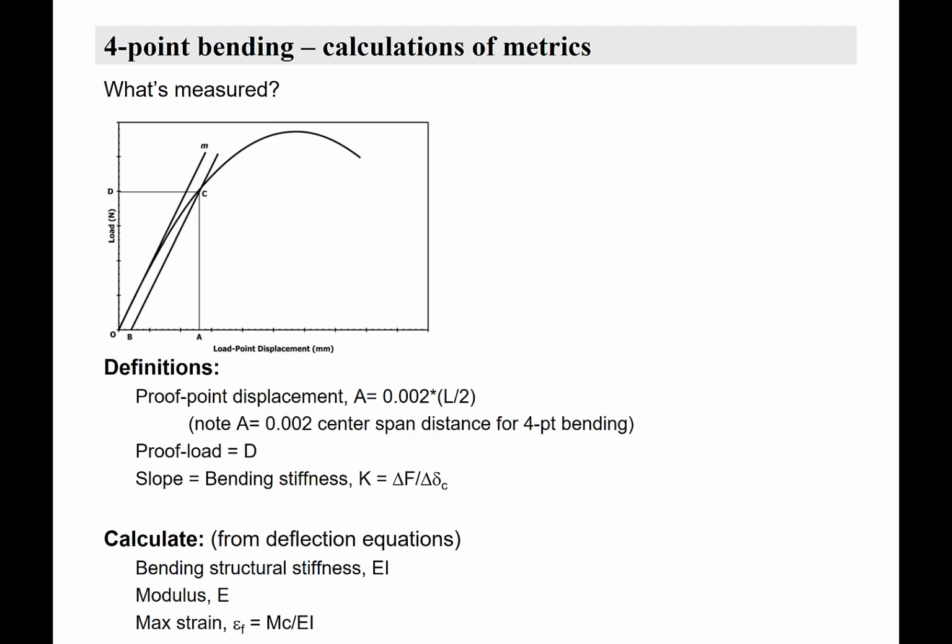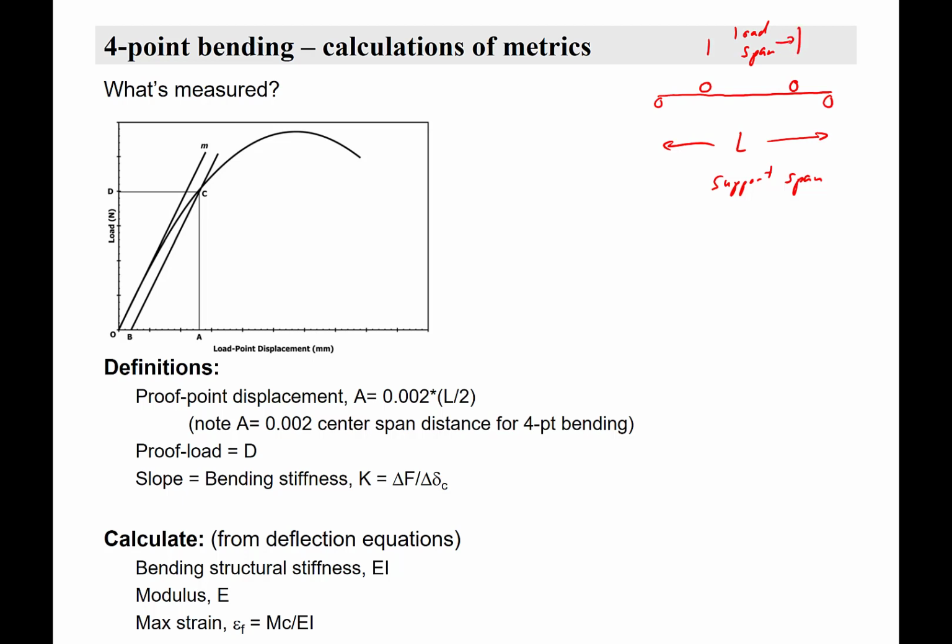So for 4-point bending, first thing to remember is the machine, let's say in the case of 4-point bending without a deflectometer, you have your sample between anvils, and this is your load span. This is your support span. And this is your load span.